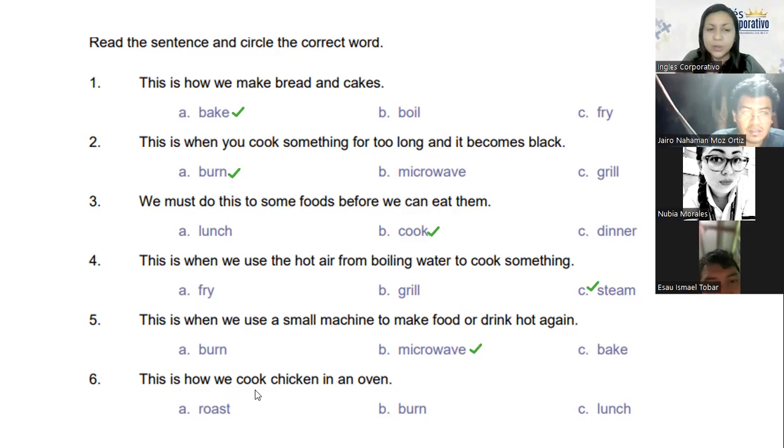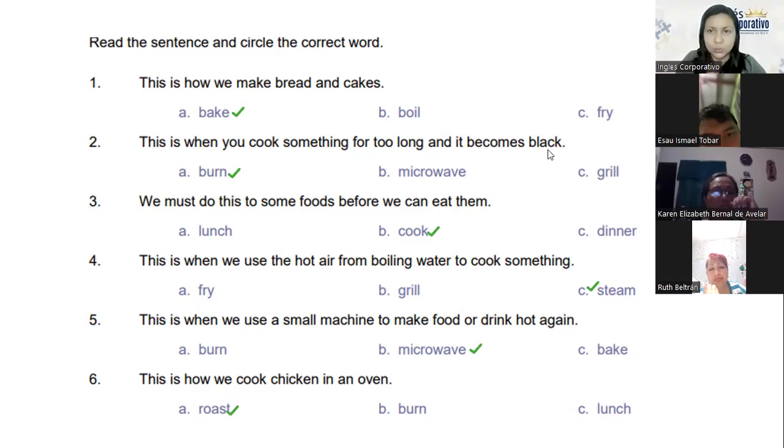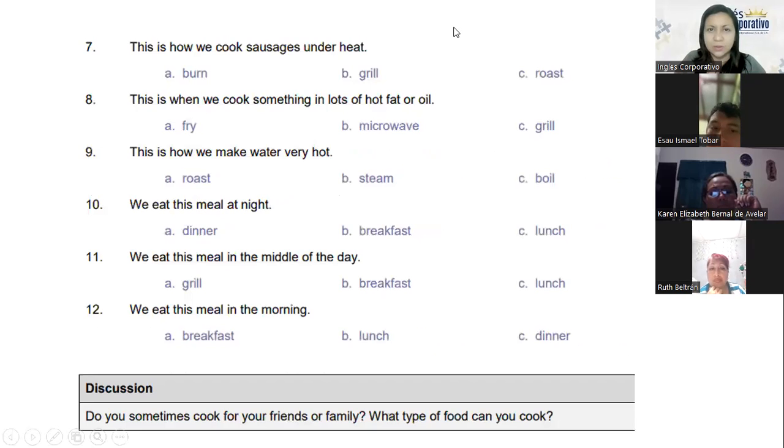Microwave. This is how we cook chicken in an oven. Roast. Okay, let's continue. This is how we cook sausages under heat. The sausages from Cojutepec. Grill. This is when we cook something in lots of hot fat or oil. Fry. This is how we make water very hot. Boil. You boil the water to make tea or to make coffee.